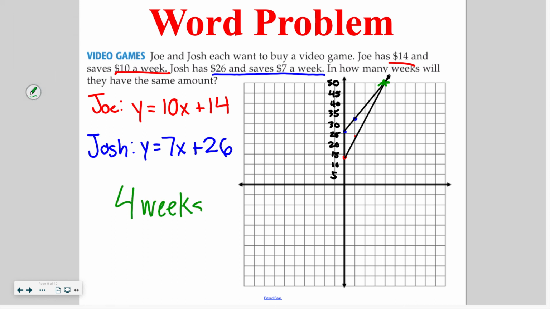Again, graphing is not super precise, so we can plug this into double check. 4 times 10 is 40 plus 14 gives us 54. And 4 times 7 is 28. 28 plus 26 also gives us 54. So it is correct that after 4 weeks they have the same amount.